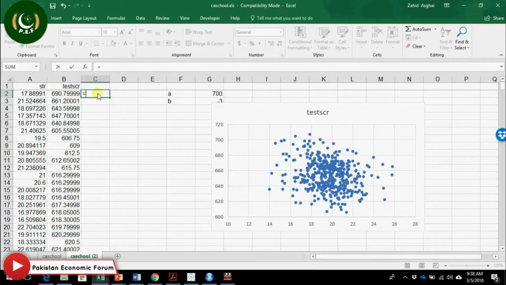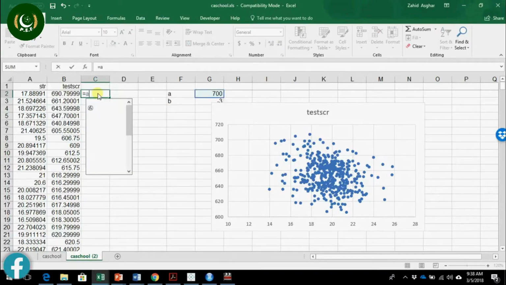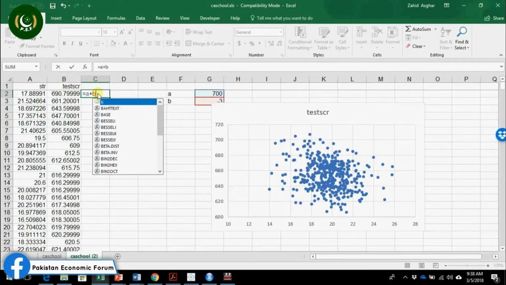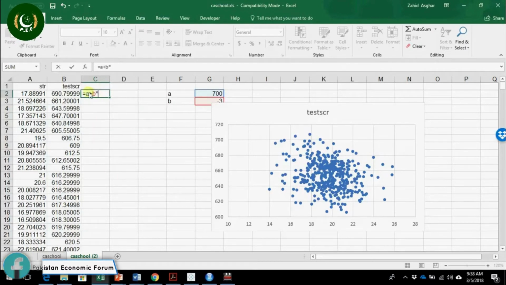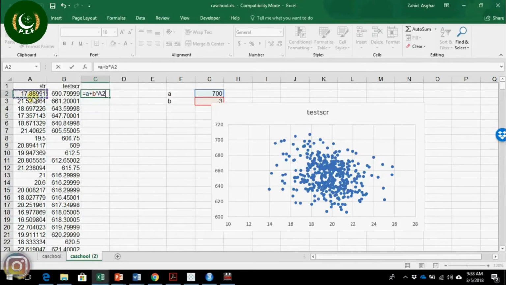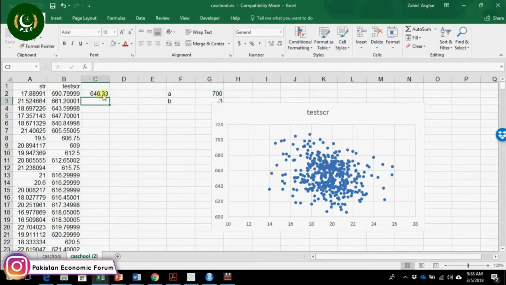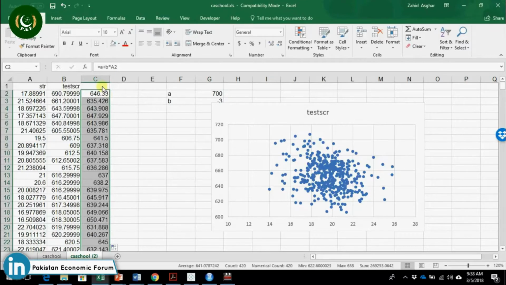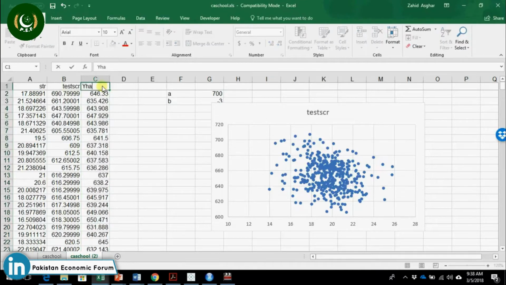Alpha hat plus beta hat x. So A plus B, B is your slope, times x. Fine? Are you with me? Okay, that's okay. And this is your y hat, isn't it? Yes.